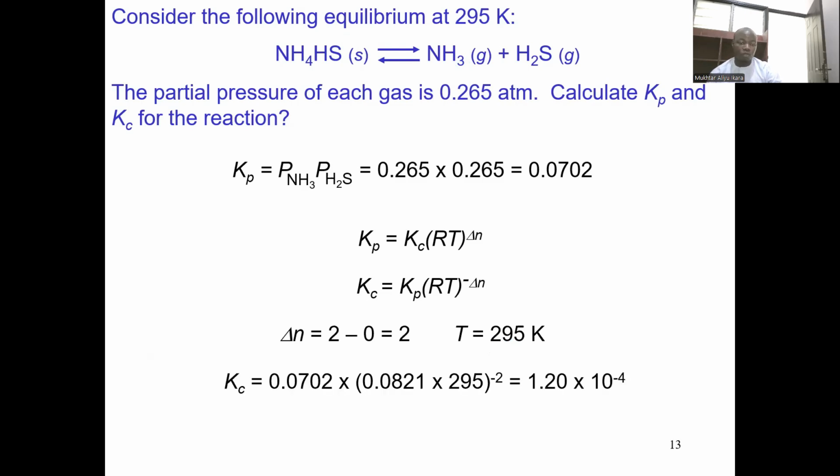After we do that, we do all the calculation, and at the end we were able to get 1.20 times 10 to the power of minus 4. Of course, here the exponent becomes negative because we make Kc the subject of the formula. That's why here it becomes minus delta n.